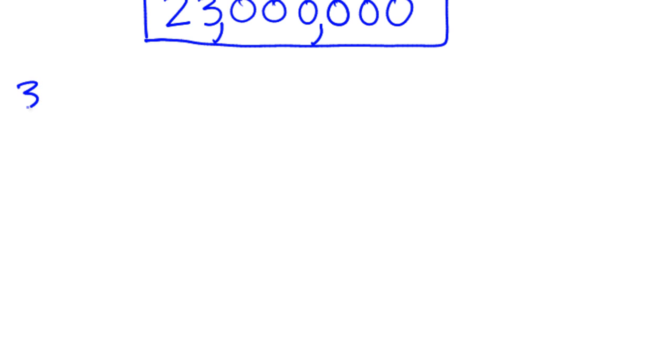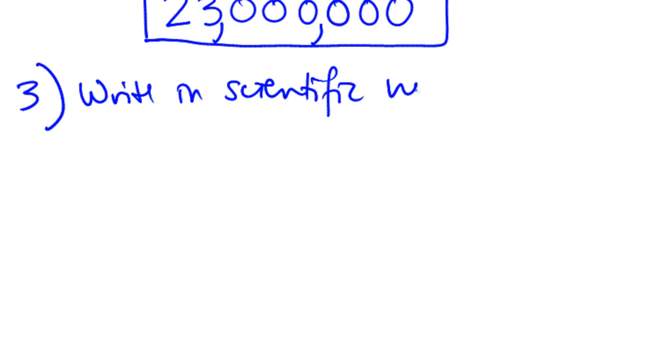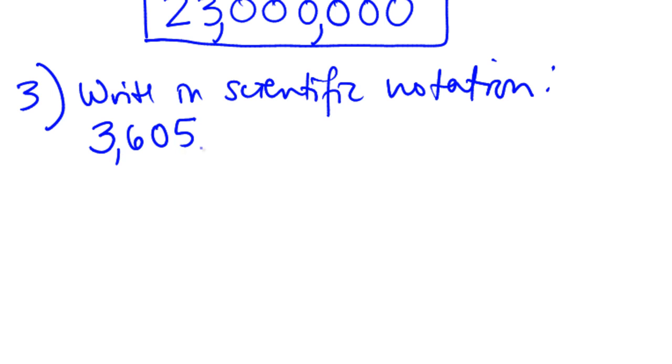Let's look at another example. Again, let's try writing something in scientific notation. Okay, now this is a pretty big number, so I know I'm going to write something in scientific notation that's likely to have a positive exponent.